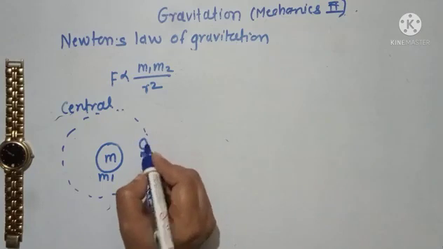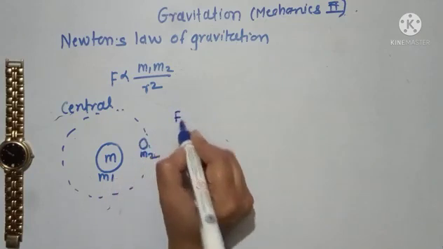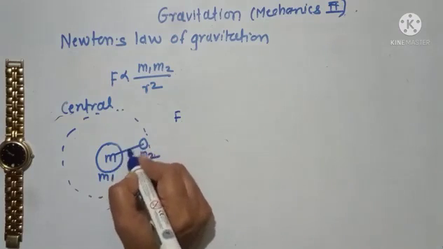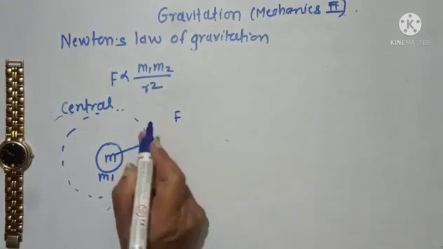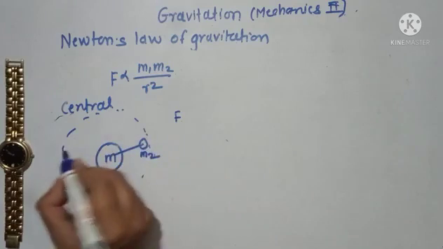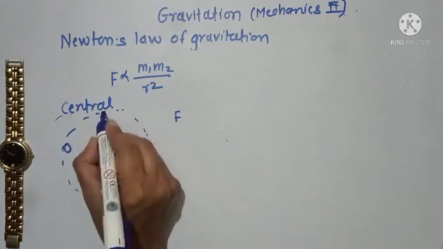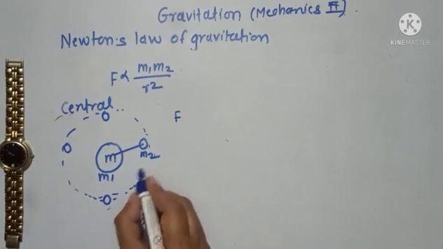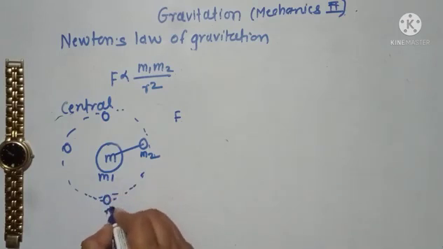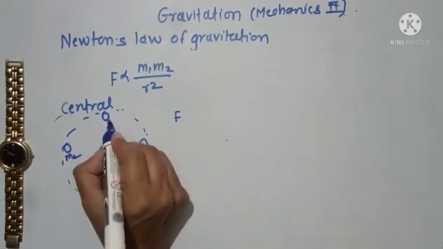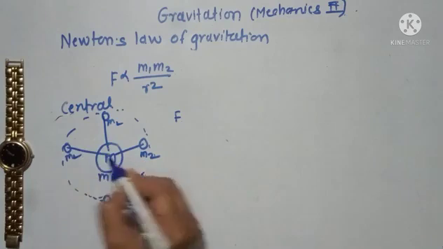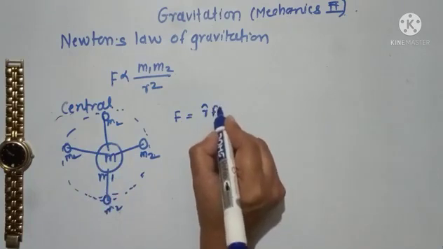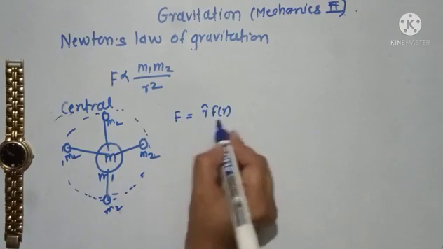What is the meaning of this? The force depends only on the distance between these two objects. It is independent of theta and phi. It means that whether the particle is coming from this side, or from this side, or from that side, the force felt by the m2 particle is only dependent on the distance between these two objects. So this force is only a function of the distance between the two particles.